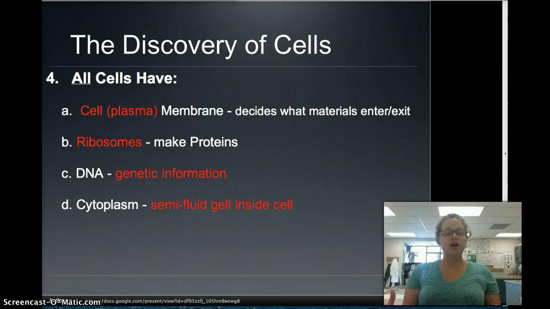Cytoplasm is this gel-like substance inside the cell that gives the cell some structure and some shape, and it speeds up chemical reactions.